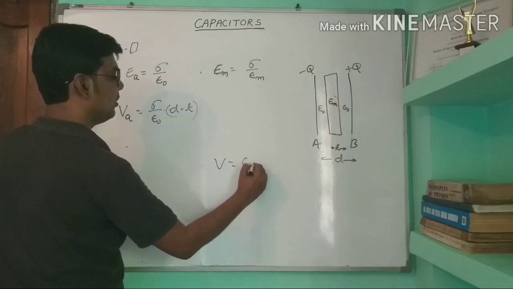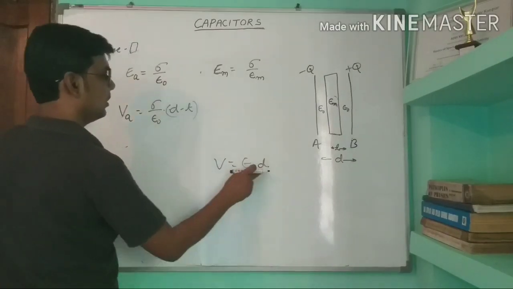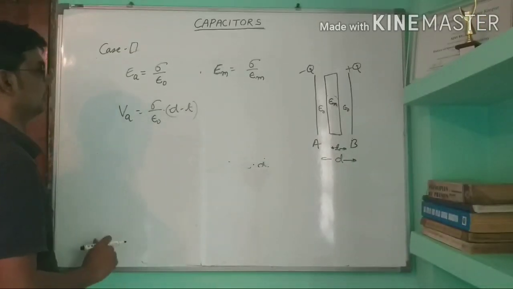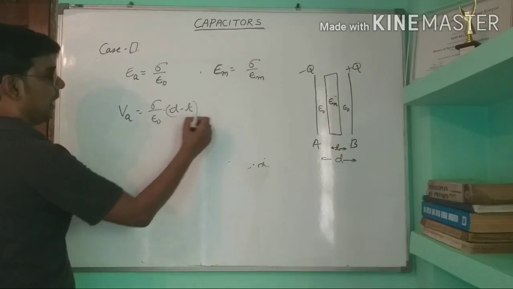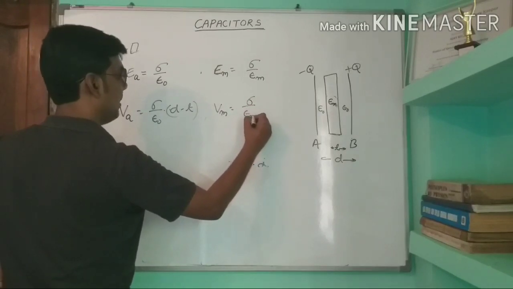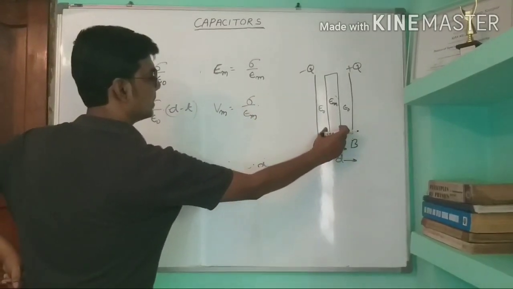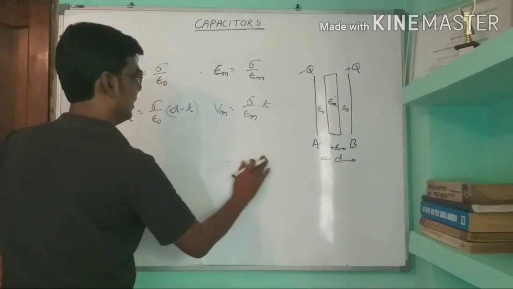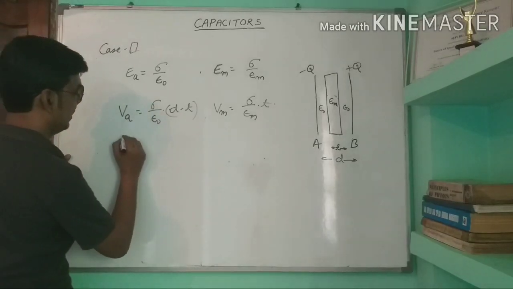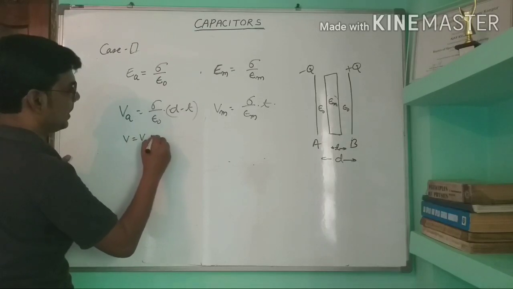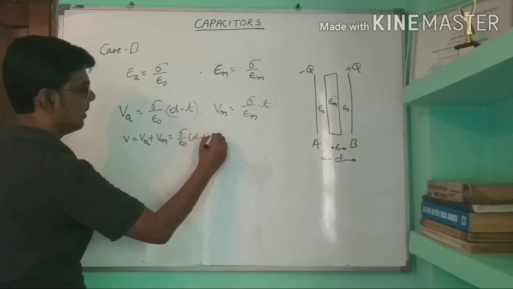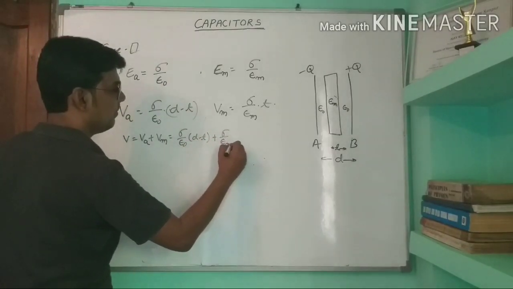As we know, potential difference V equals E into d. So here the thickness is d minus t. Therefore V A equals sigma by epsilon 0 into d minus t. And here V m equals sigma by epsilon m into the thickness of this dielectric, which is t. Now, what will be the total potential difference? V equals V A plus V m, that is equal to sigma by epsilon 0 into d minus t, plus sigma by epsilon m into t.